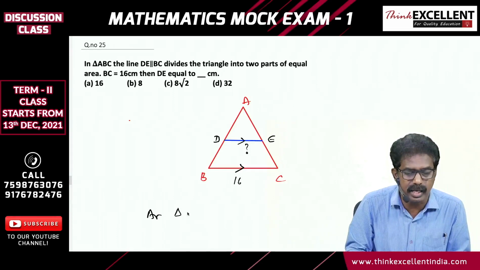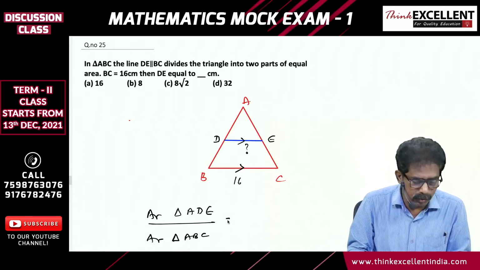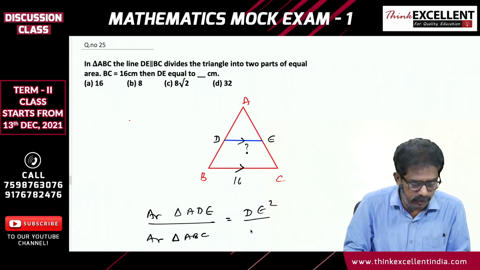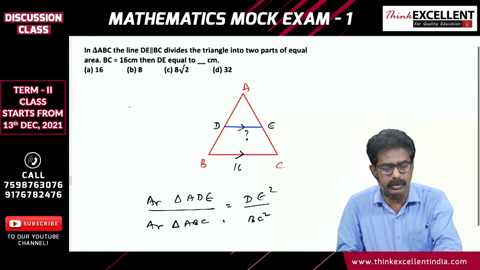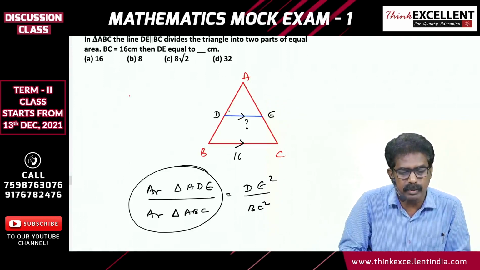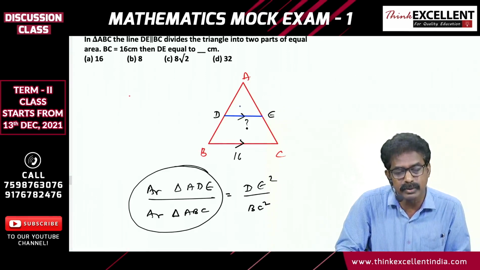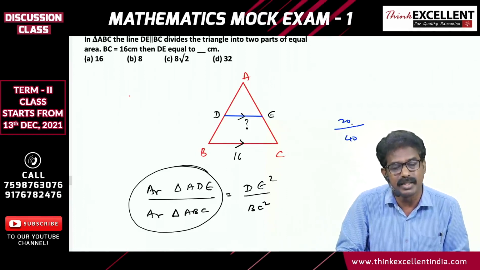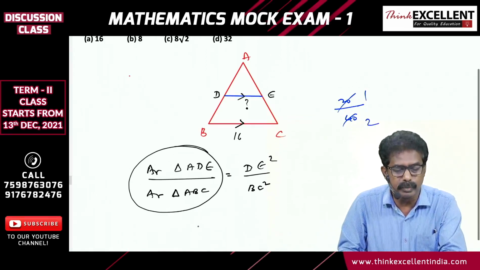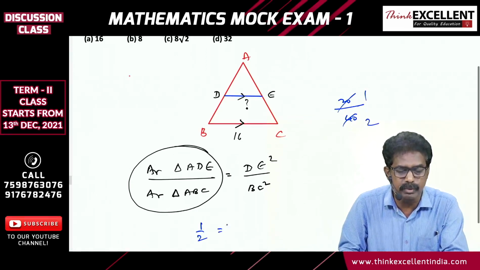Area of small triangle ADE by area of the big triangle ABC is equal to the square of the corresponding sides, right? DE square by BC square. BC square means 16 square. Substitute. Can you say what you get here? Both areas are equal, they said. Earlier we said, suppose the first triangle is 20, then this will be 40. Any number you take, it will be double. So when you cancel, definitely you will get 1 by 2 only, right? With any example, you can check.